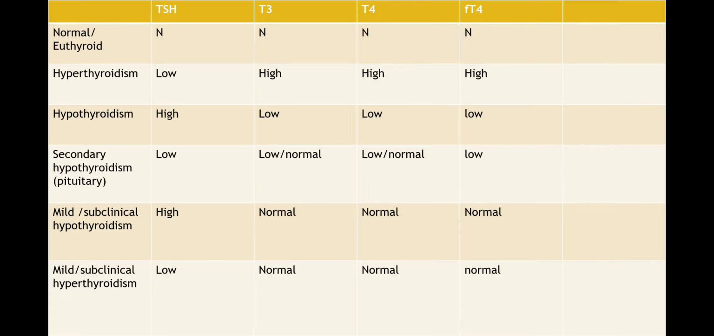In secondary hypothyroidism related to pituitary, the TSH is low while T3 and T4 are low or normal. Free T4 is low. In mild or subclinical hypothyroidism, the TSH is high while the T3, T4 and free T4 are normal. In mild or subclinical hyperthyroidism, the TSH is low while T3, T4 and free T4 are normal.